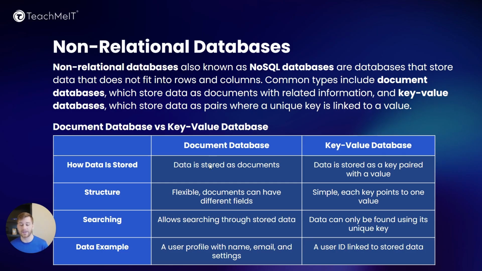Again, our document databases store data in documents. They're usually flexible, and they allow searching through stored data. An example of them is a user profile with name, email, and settings. Key value databases, on the other hand, store data as a key paired with a value. They're rather simple, and data can only be found using the unique key. An example here would be a user ID being linked to stored data in that database.